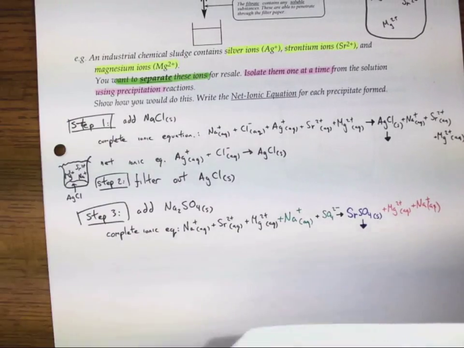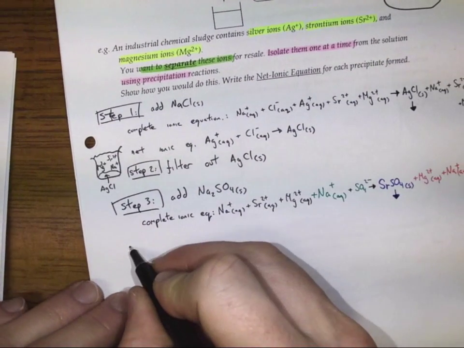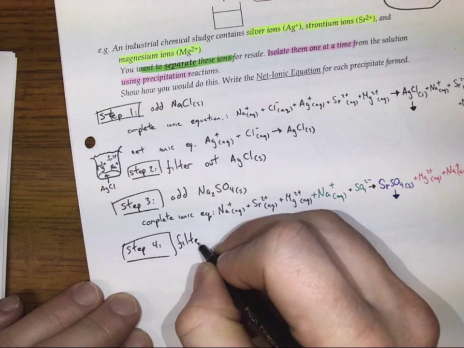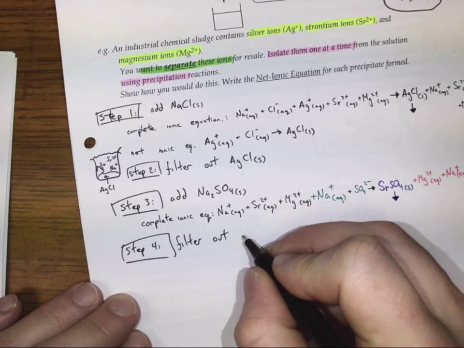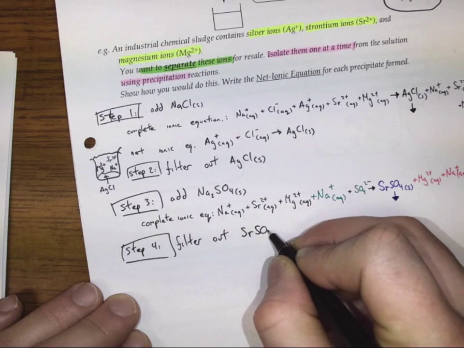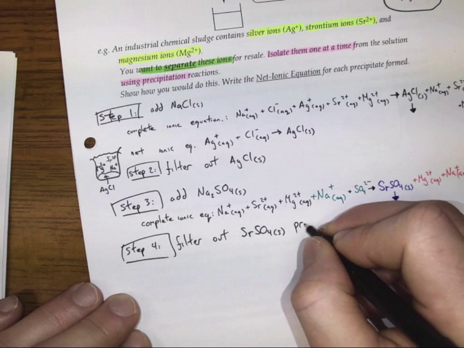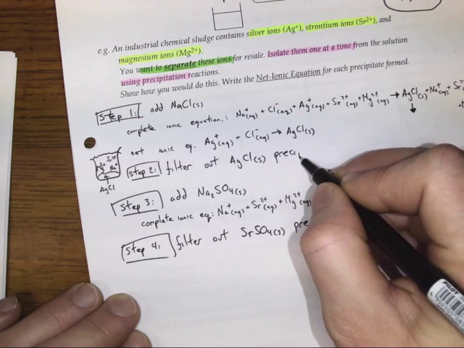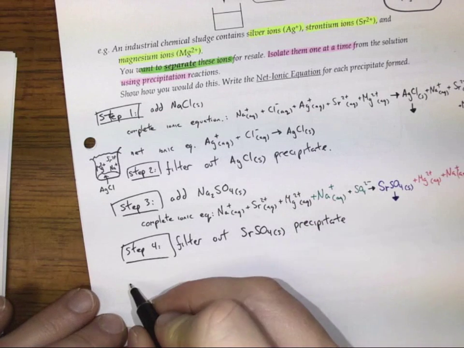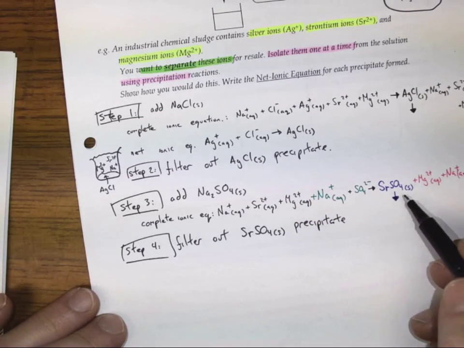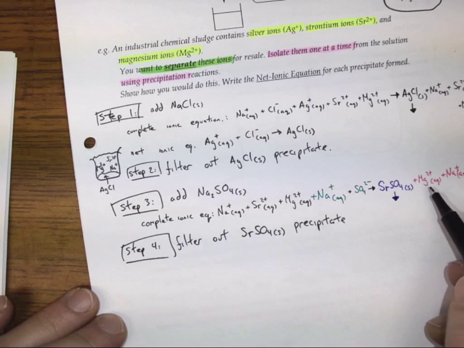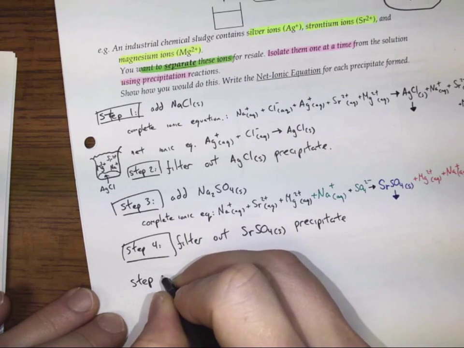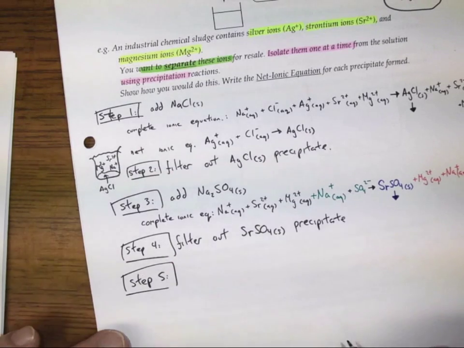And so again, now we're going to need to take out that solid. So step 4, filter out the strontium sulfate solid precipitate. Okay, and so that gets this guy out. And so now we're just left with magnesium and sodium in the solution. So step 5. So we're going to need something that takes out magnesium.